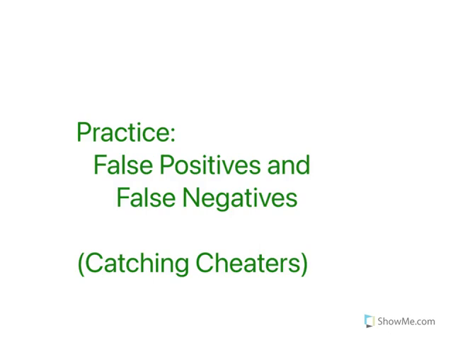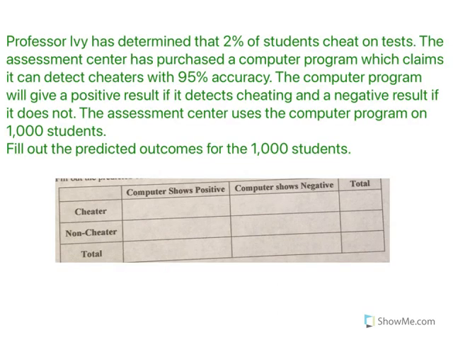We are going to do some practicing with false positives and false negatives on the concept of catching cheaters. Professor Ivy has determined that 2% of students cheat on tests. The Assessment Center has purchased a computer program which claims it can detect cheaters with a 95% accuracy rate. The computer program will give a positive result if it detects cheating and a negative result if it does not.